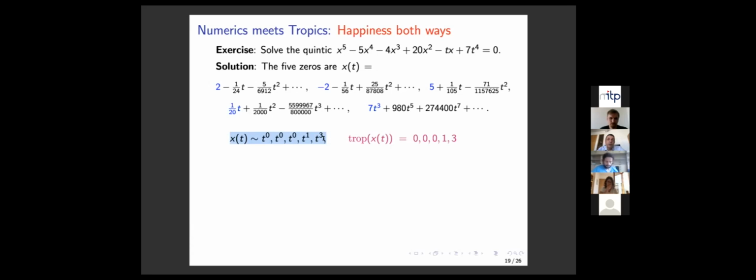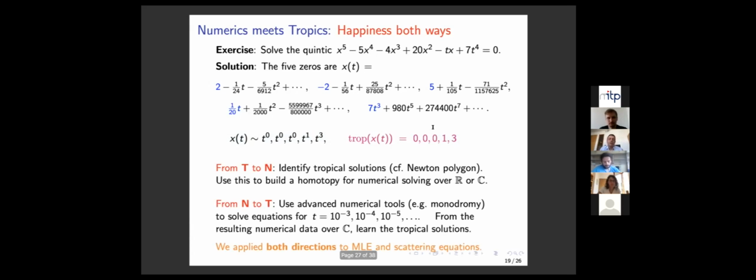Okay, so asymptotically, I have 3 solutions of the order t to the 0. Freddie and Nick would call these regular solutions. And I have 2 solutions of the orders t to the 1 and t cubed. Nick and Freddie would call those singular solutions. So the tropical solutions are 0, 0, 0, 1, and 3. Okay. Now happiness holds both ways. Tropical geometry can make numerical people happy, and numerical mathematics can make tropical people happy.